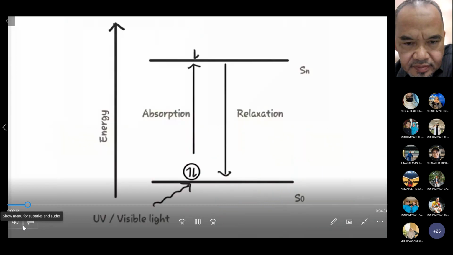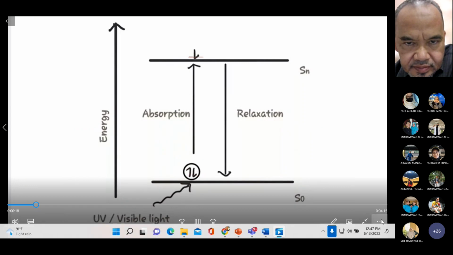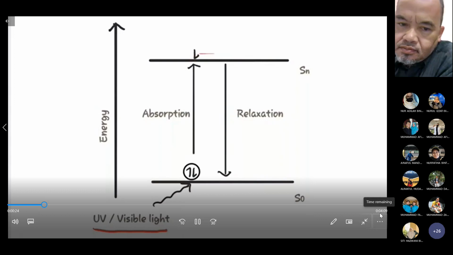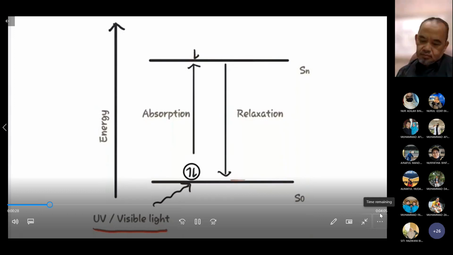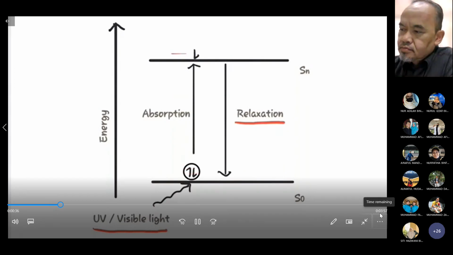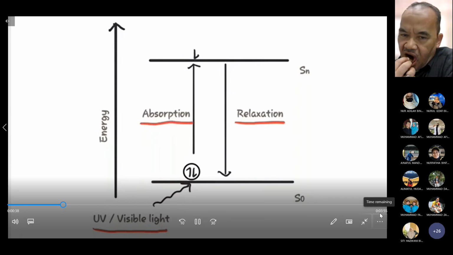When the energy is supplied to the electron in the form of light, they absorb the energy and reach the excited state. In the excited states, electrons are very unstable and hence they try to get back to the ground state. The process by which they get back to the ground state is known as relaxation, and the process by which they absorb the energy and reach the excited state is known as absorption.